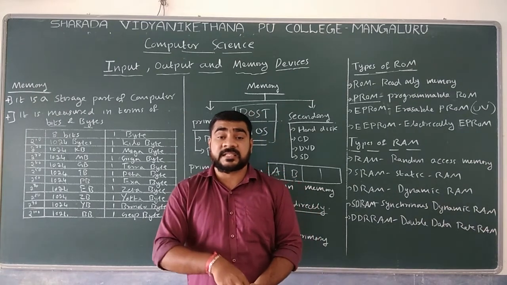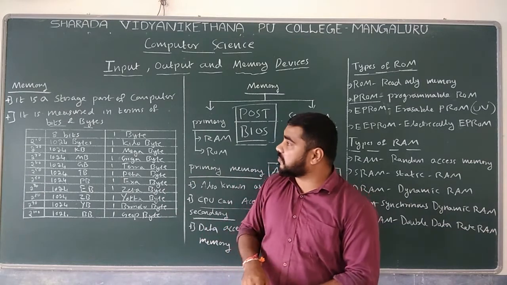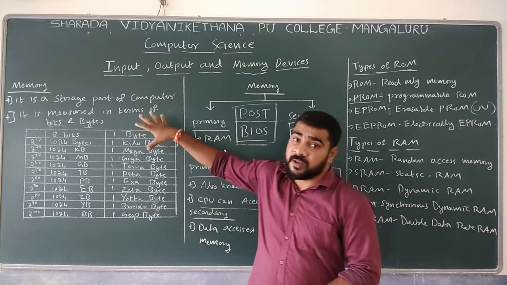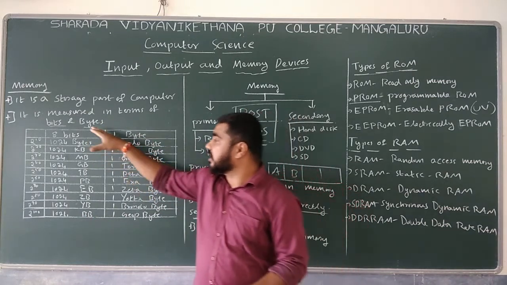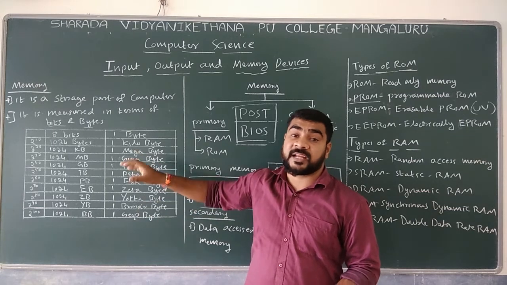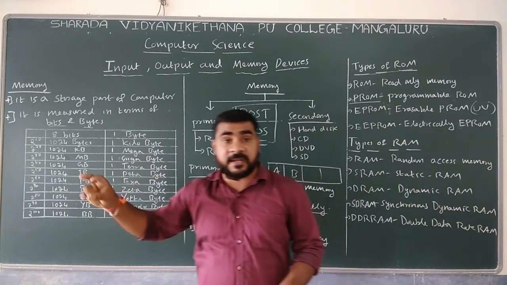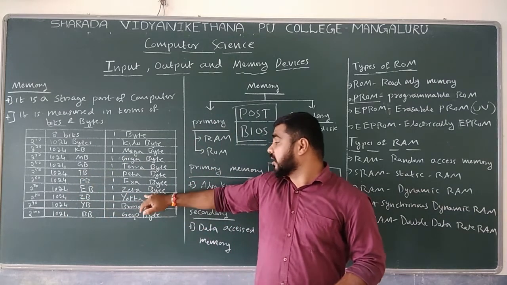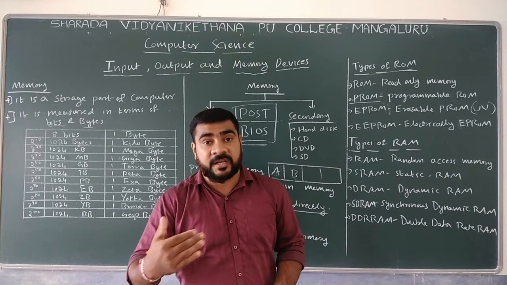Here we reach the end of today's session. In this session we mainly discussed memory devices. The first one is memory measurement units. Here are the different memory measurement units, from bits to gigabyte: bit, byte, kilobyte, megabyte, gigabyte, terabyte, petabyte, exabyte, zettabyte, then after that yottabyte and so on. These are the different memory units.